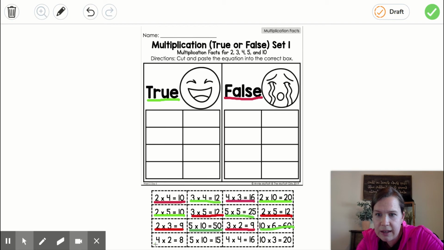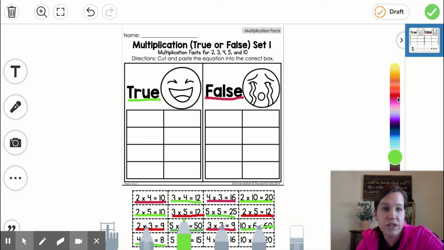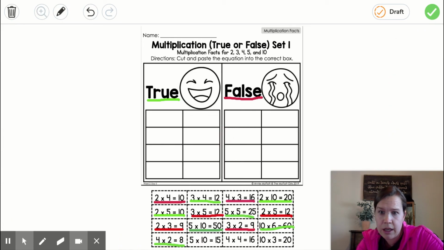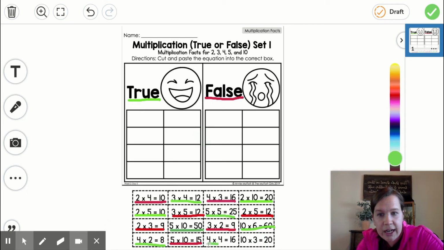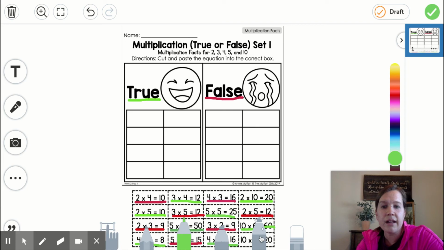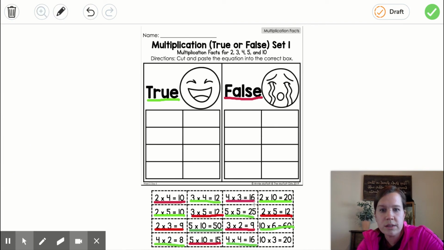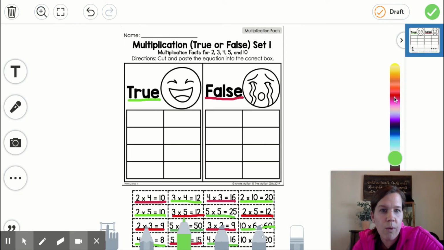That is true. 5 times 10 equals 15. That is false. 5 times 10 is 50. 5 plus 10 equals 15. So I'm going to underline that red. 4 times 4 equals 16. That is true. Underline it green for me. And if you're cutting and gluing, glue it on the green side. And the last one, move my tools. 10 times 3 equals 20. That's false. 3 groups of 10: 10, 20, 30. It's 30. So I'm going to underline that in red.